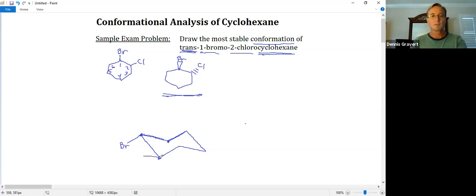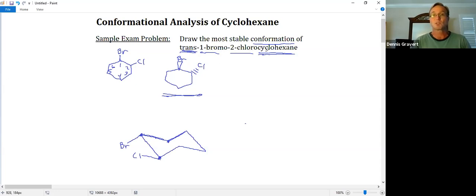Whoops, that looks too horizontal. So let's try again. Wow, why am I doing it badly? That's going to have to be good enough. That's where chlorine goes. Last thing, let's double check, make sure we drew it correctly.